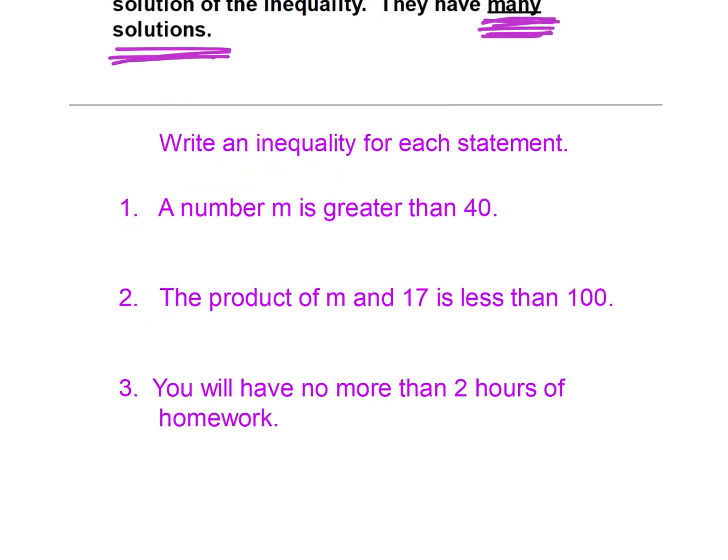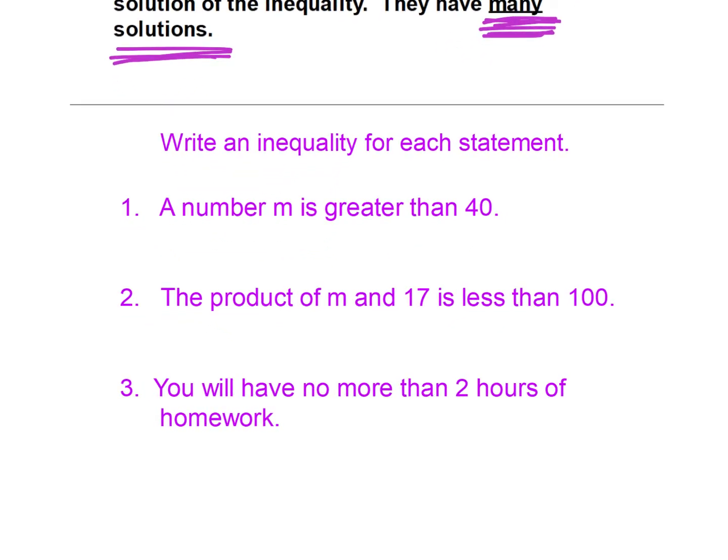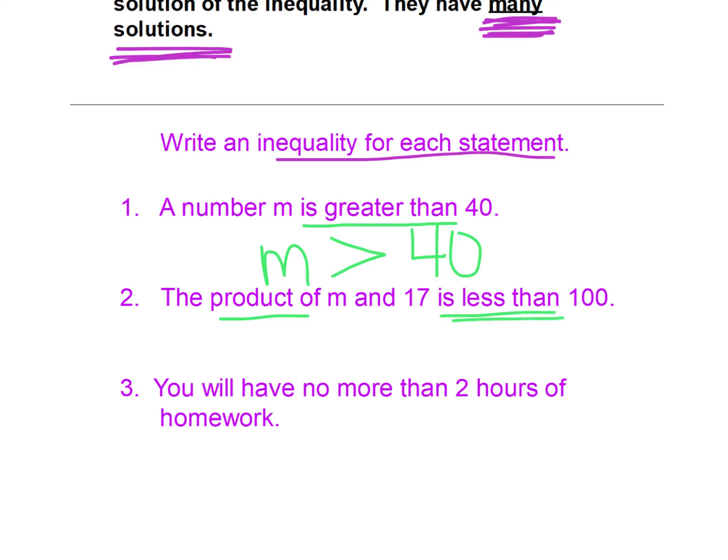We're going to start out just as we did with our expressions and our equations, and we are going to write an inequality to match each of these statements below. So here we go. Number 1, a number m is greater than 40. So we would have m is greater than 40. Number 2, the product of m and 17 is less than 100. So product tells us to multiply, and less than 100. 17m is less than 100.